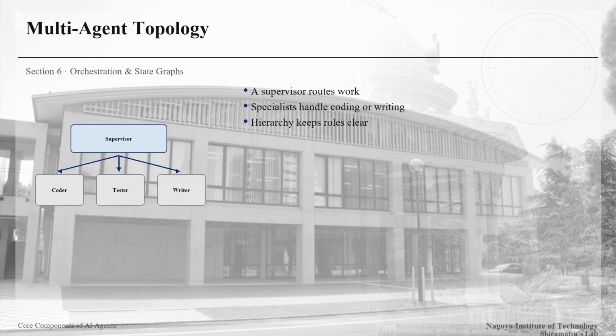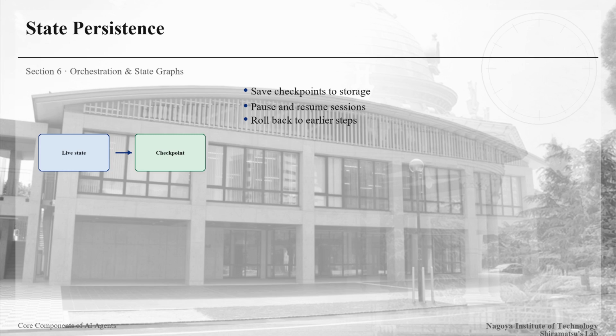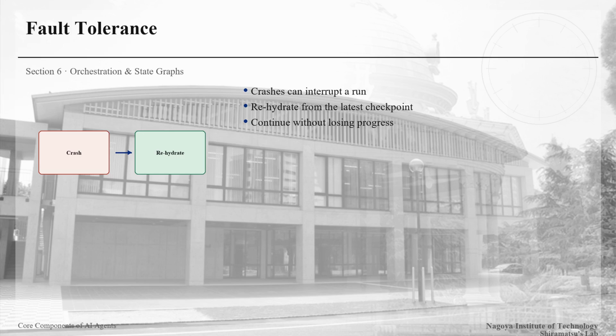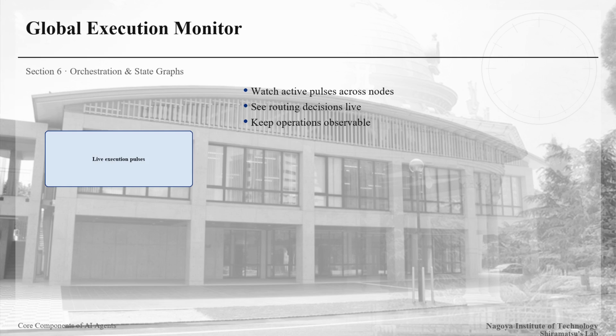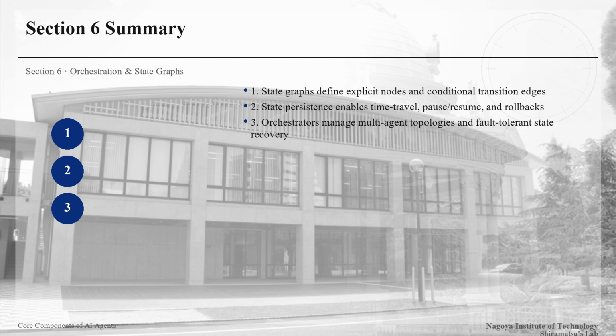Multi-agent topologies use a supervisor to route tasks to specialists such as coder, tester, or writer. State persistence enables pause, resume, and step rollback through saved checkpoints. If the system crashes mid-run, the orchestrator can rehydrate state from the latest checkpoint. A global monitor shows active execution pulses traversing nodes in real time. Section 6 Takeaways. Graphs define transitions, persistence enables recovery, and orchestrators manage multi-agent control.